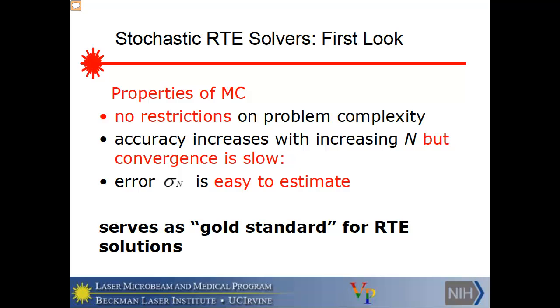However, the error is easy to compute. At least you know that although it's a statistical uncertainty, you can get estimates of it very, very quickly. And it's used in a standard way as the gold standard for RTE solutions. So when people want to compare or validate their technology, they'll compare it with Monte Carlo most often.